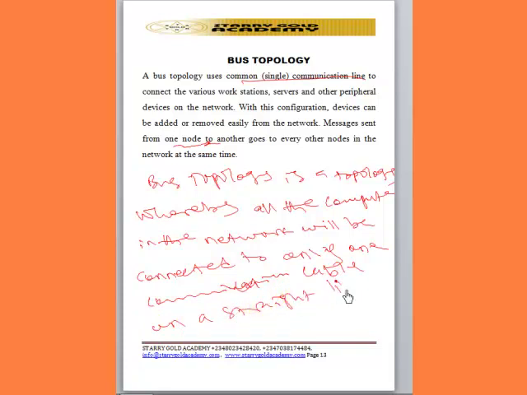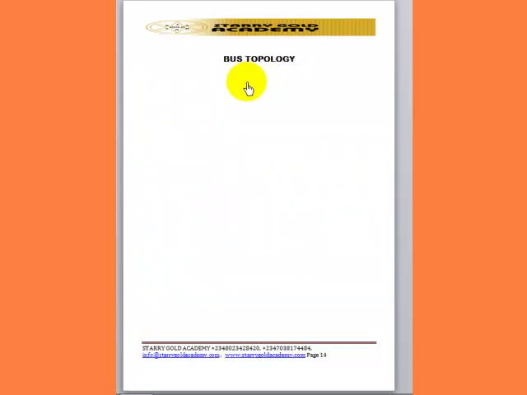So what happens now is this. From this definition, let us quickly draw the diagram. So we have only one communication cable like this. The condition now is that the communication cable must be on a straight line. Then we now begin to connect computers.